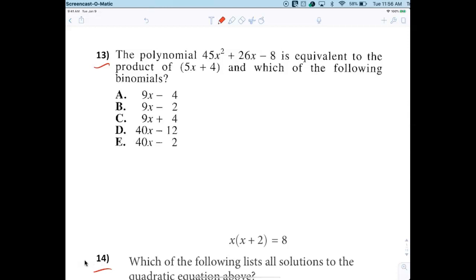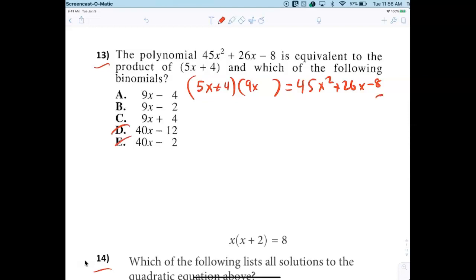Because now, again, I'm just trying to show you how to take standardized tests. So everybody look. 5x plus 4 times something has to equal 45x squared. Does everybody agree with that? So the only thing this can be is what? 9x. Does everybody agree with that? So right off the bat, I know it's not D or E.